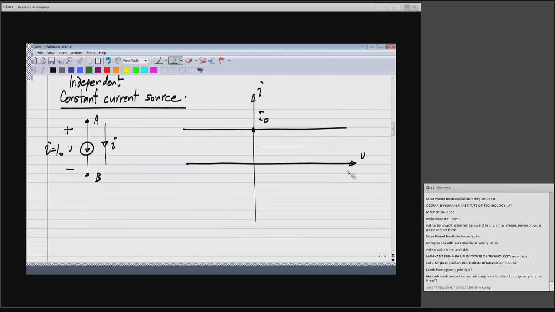And we have these IV characteristics that we have drawn. So what feature of the IV characteristic guarantees that the element is linear? That's my question.